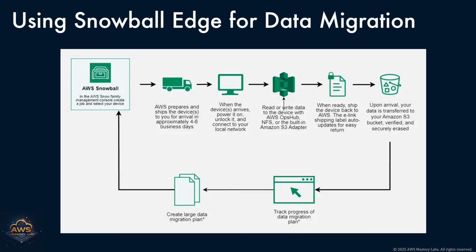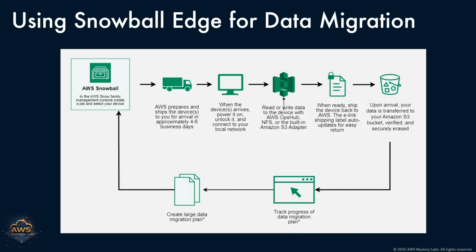Imagine you need to move a large amount of data to the cloud, but slow internet speeds or bandwidth limitations are standing in your way. That's where AWS Snowball Edge comes in. A rugged, secure, physical device that makes data migration fast and efficient.